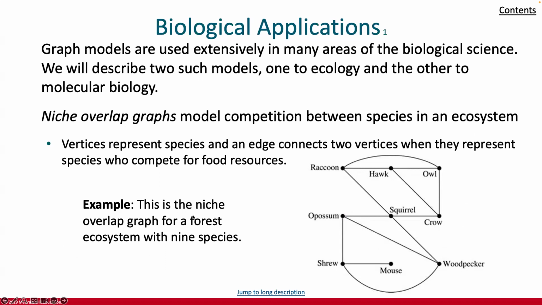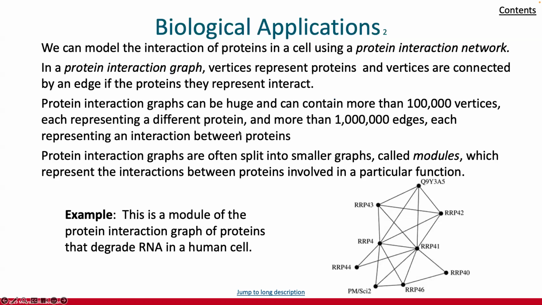So here is a niche overlap graph for a forest ecosystem with 9 species. Some have connectivity with multiple other species, and others are fairly lean, like the mouse in that example. We can model the interaction of proteins in a cell using a protein interaction network. In these types of graphs, vertices represent proteins, and vertices are connected by an edge if the proteins they represent interact. You can see some of these have a lot of interactions, some not as many.